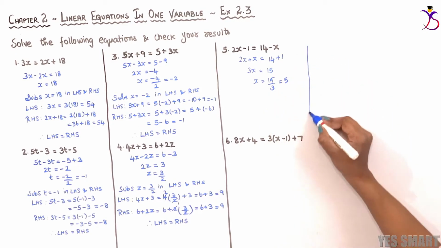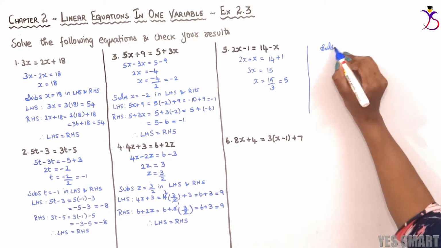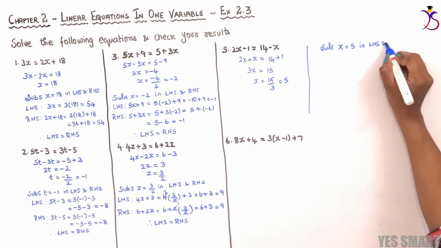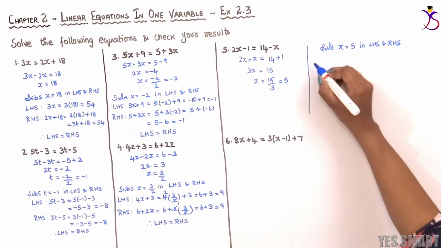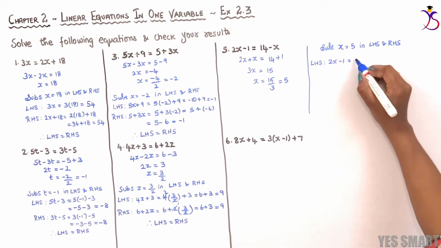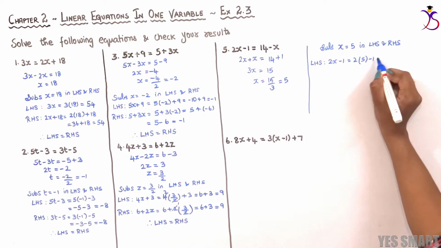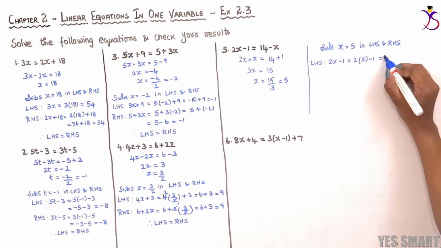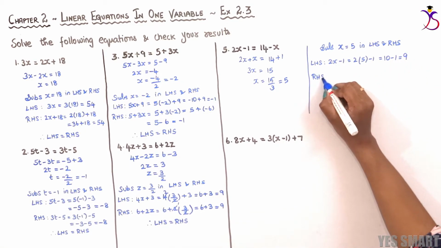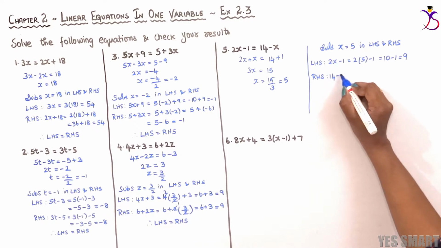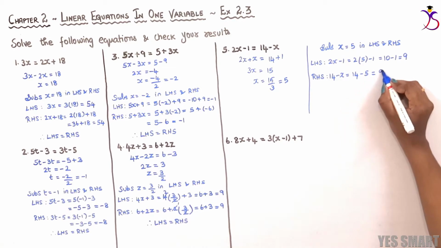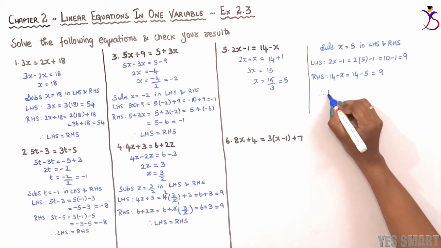Now let's verify the result. Substitute x is equal to 5 in LHS and RHS. LHS 2x minus 1 equal to 2 into 5 minus 1. 2 5s are 10. 10 minus 1 is 9. Now RHS, 14 minus x, that is 14 minus 5 equal to 9. Therefore, LHS equal to RHS.